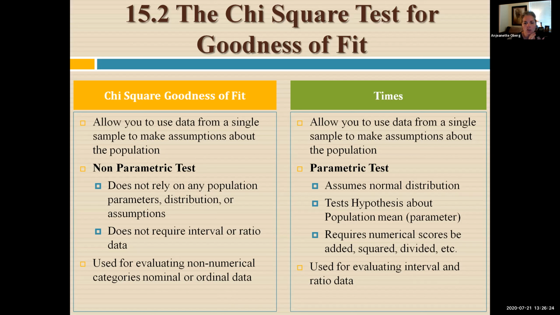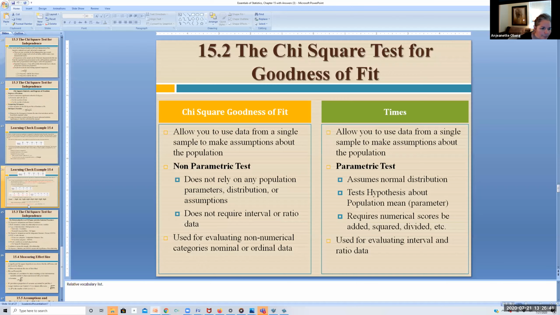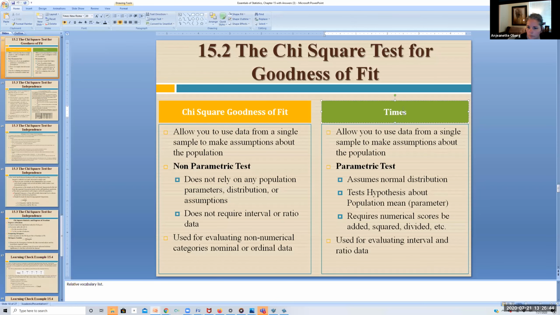Looking at kind of in general, I don't know why that says times. I don't think that's supposed to say times. Let me fix that because that's odd. I think it's supposed to be a single sample t-test, okay? So this is a non-parametric statistic where we aren't relying on any population data, no assumptions of normality, homogeneity, none of that.